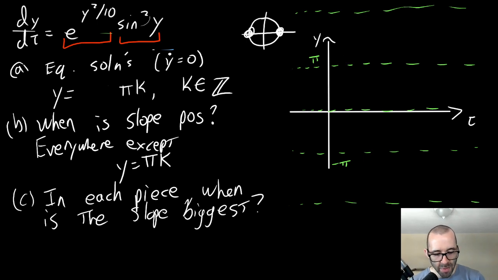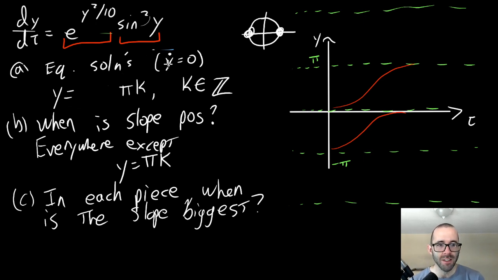We can use all that information to say like, okay, well, what's kind of happening is the slope is close to zero at all these green lines. It's always increasing. And then it's biggest kind of in between each green line. It's getting close to zero at the green lines because those were the equilibrium solutions.